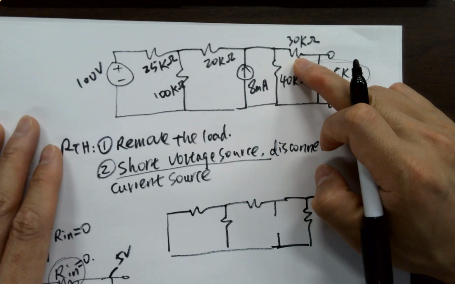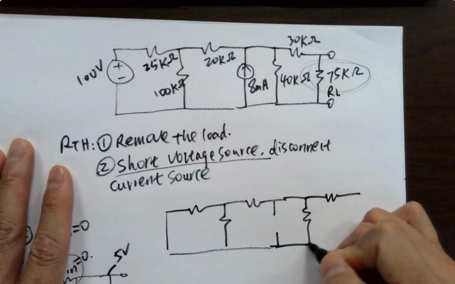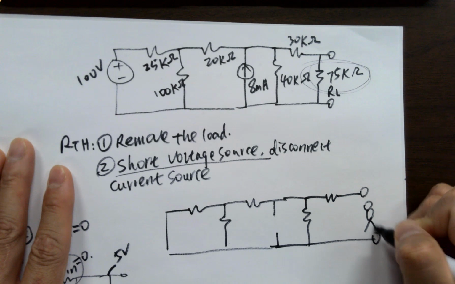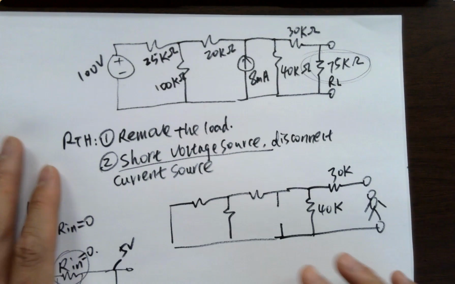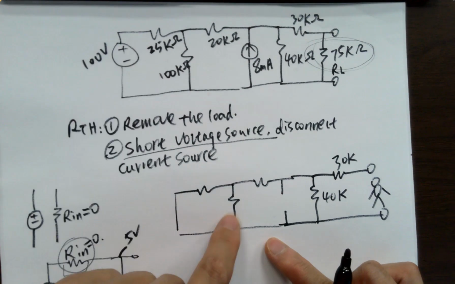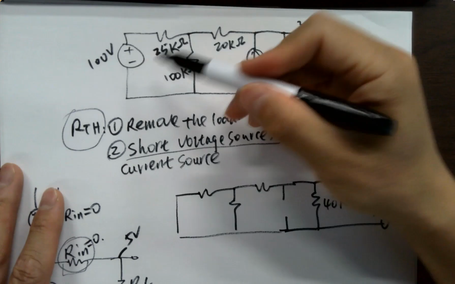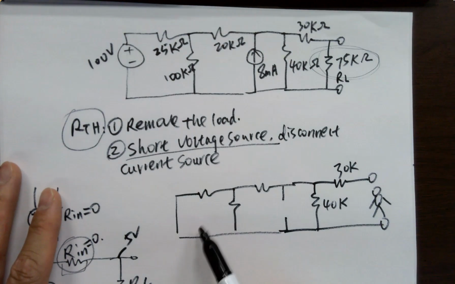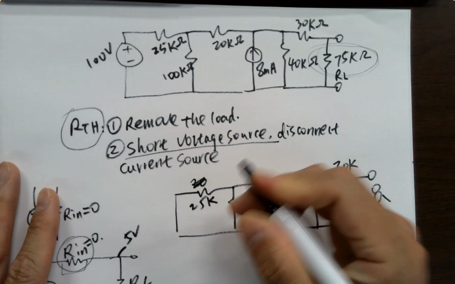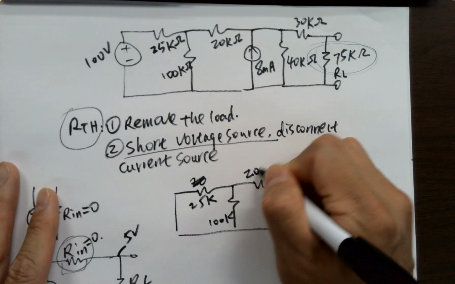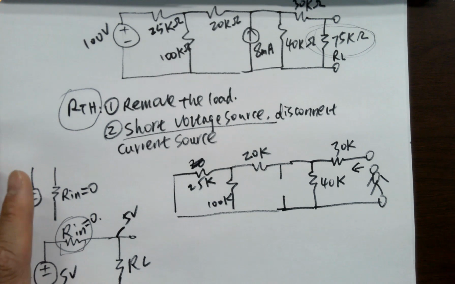Do we have this resistor over here? Yes, we removed the load but didn't remove this one. So this one is still here. So looking backwards, that's how you want to convert this, by trying to find RTH. If I'm trying to find RTH, short this one, replace it with a wire, and disconnect the current source. 30K, 25K, 100K, 20K, 40K. Okay. Now let's look backwards.